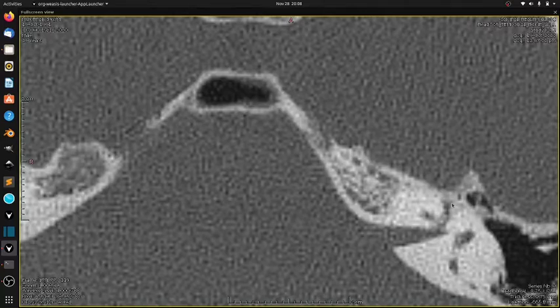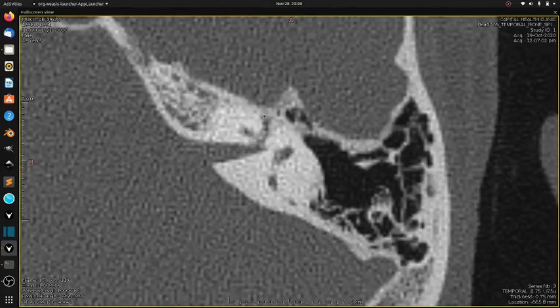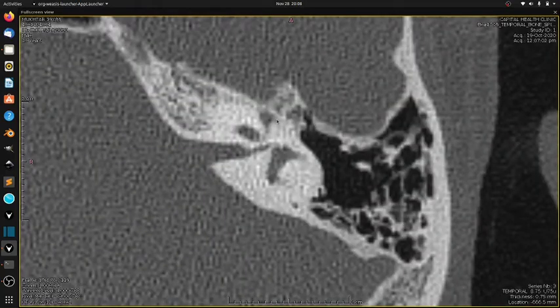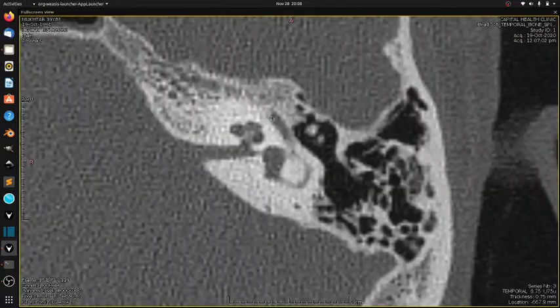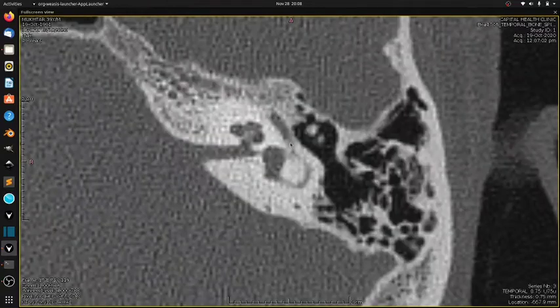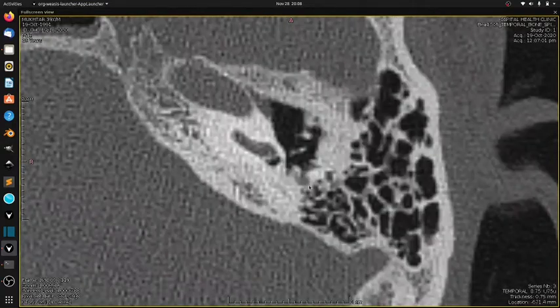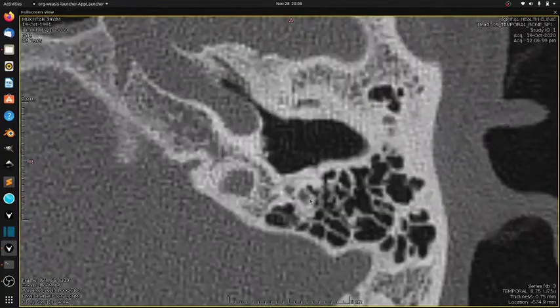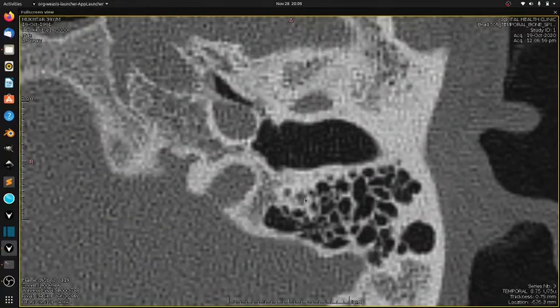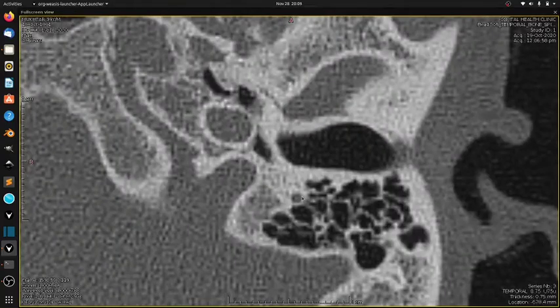Now where is the horizontal segment? As you go down, this is the labyrinthine segment. As you go down, this is the first genu, and from the first genu another segment arises. This is the horizontal segment, and it will go in the posterior direction, posteriorly up to the mastoid antrum, and then it forms a canal over here. A small foramen over here, near the mastoid antrum.